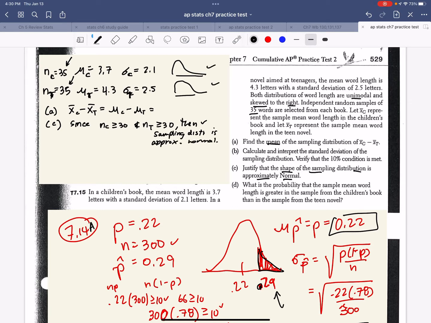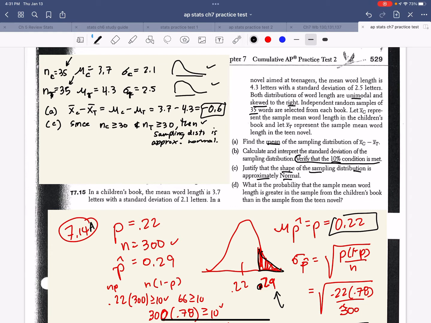All right, so to finish out A, it says, what would mu C be? 3.7, and mu T, 4.3, and that's what we did with our Skittles and M&Ms. We just subtracted the two numbers, and the other example we did as well. So we get, what do we get? Negative 0.6.